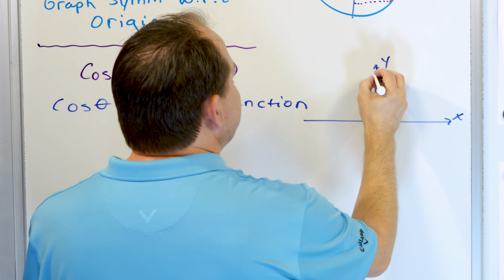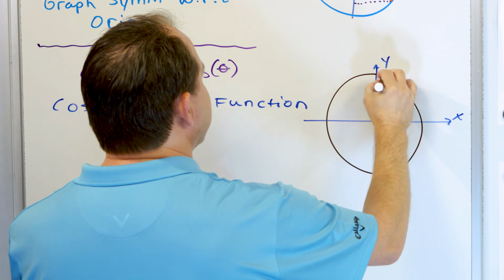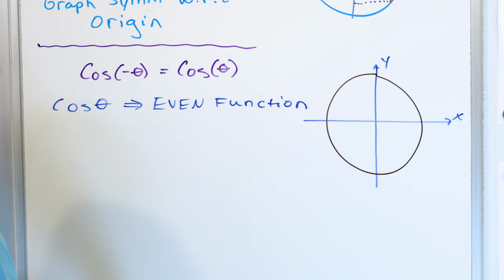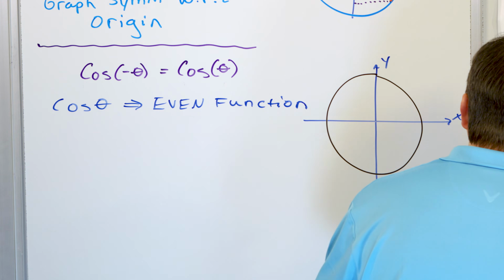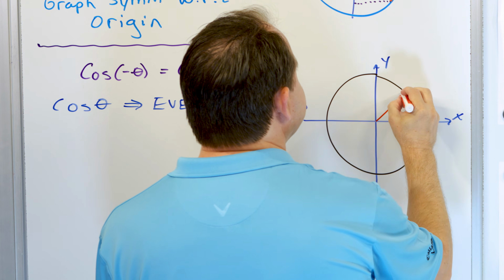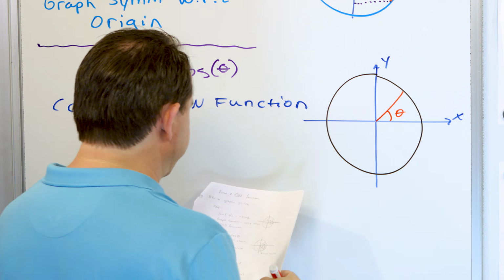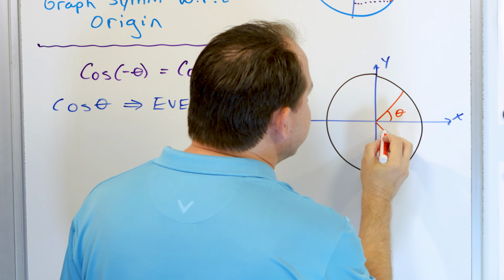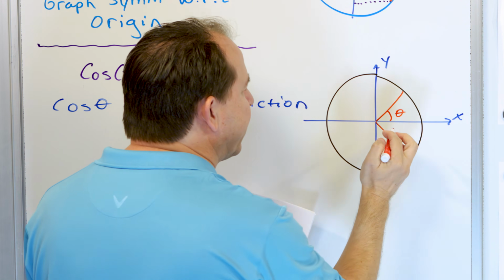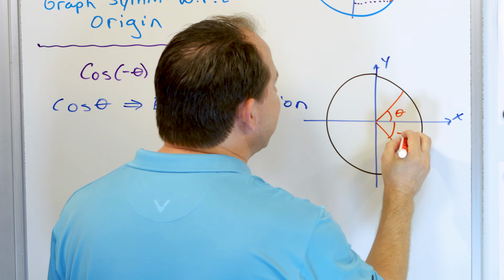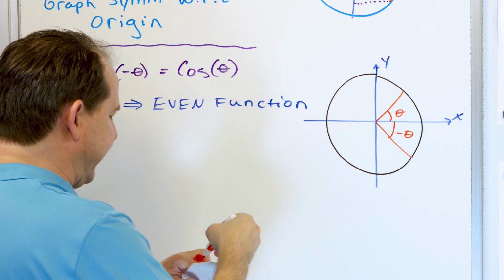Let me draw some sort of unit circle superimposed on that. And now don't forget, we're talking about the cosine function now. So we're going to do the same sort of thing. I'm going to define some angle, which is the positive version of the angle. And I'm going to define another angle, exactly the same angle, but the negative version of that angle, which goes below the axis. Exactly the same thing as we did before.